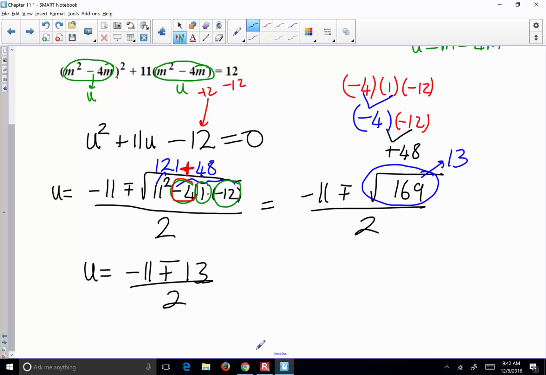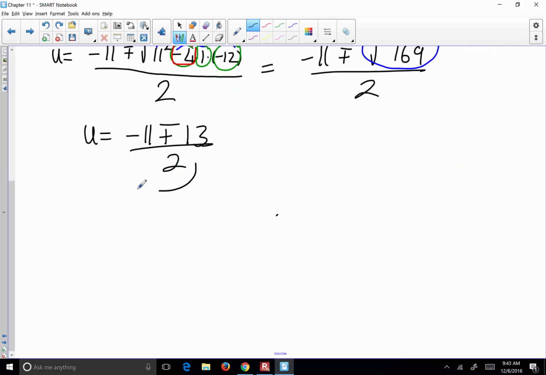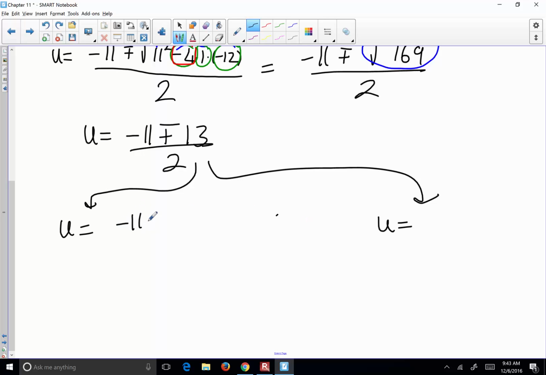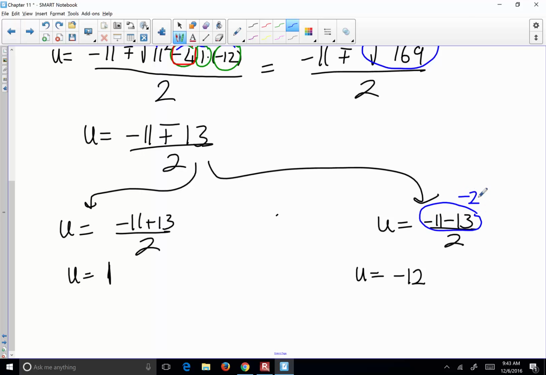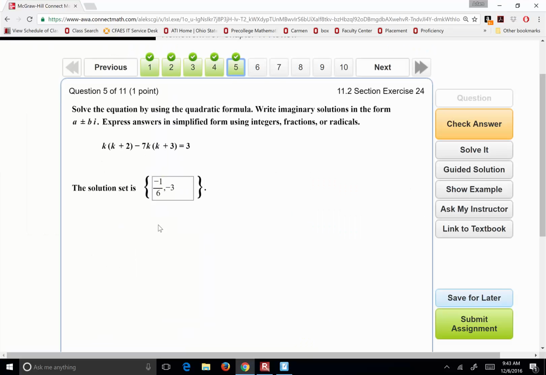Now it's time to separate this into two parts. Why 2 parts? Because you have plus minus. One with a plus, one with a minus. Alright, you will get 2 over 2 here, which is 1. You will get minus 12 here. How? Minus 11 minus 13 makes minus 24. Half of 24 is 12. Negative 12. So we're done. 1 and minus 12. Mission accomplished.